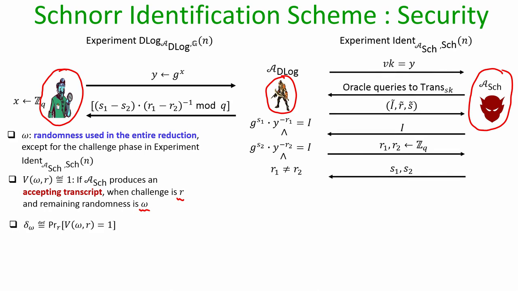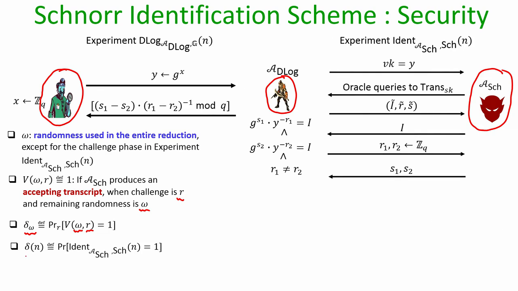And with respect to a fixed randomness omega, this quantity delta sub omega is defined to be the probability that the output of the function V with respect to the fixed randomness omega, over all possible challenge randomness r, is equal to 1. So, it is basically the probability of the adversary against the identification scheme coming up with an accepting transcript with respect to a fixed randomness little omega, over all possible challenge randomness little r.